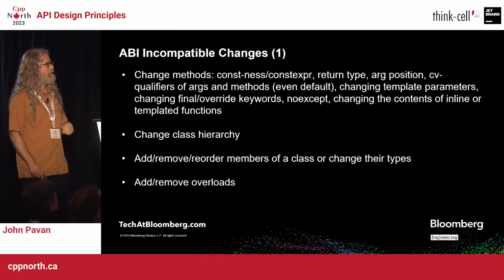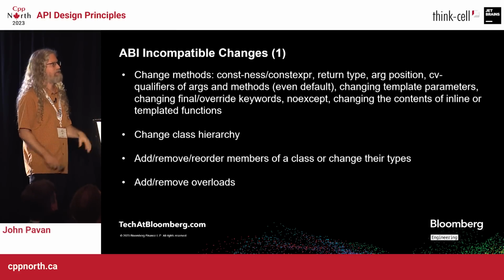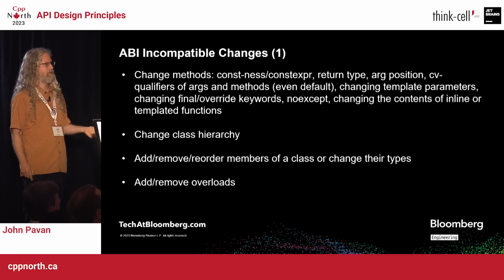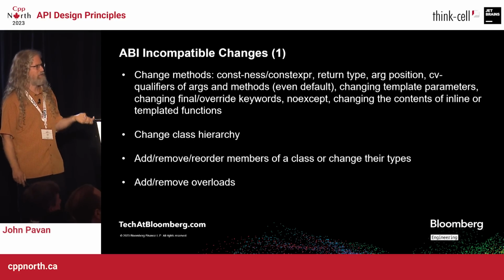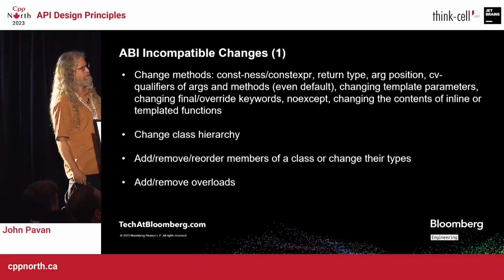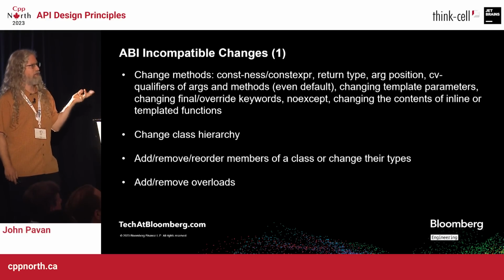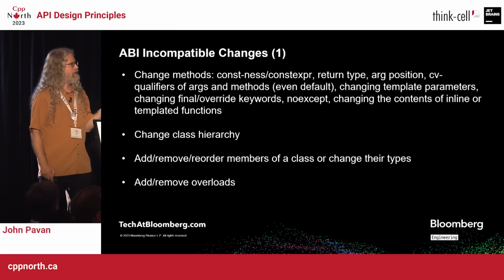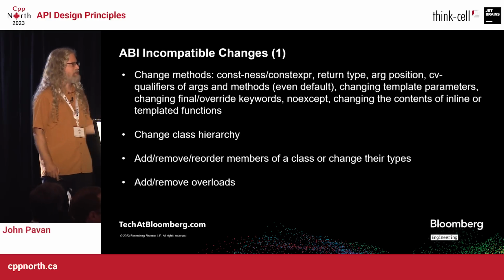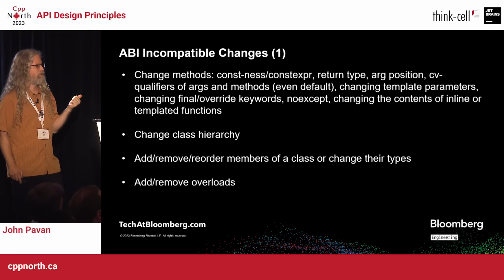For ABI incompatible changes, things that you're not allowed to do, you cannot change a lot of things about methods: the constness, whether or not they are constexpr, the return types, the argument positions, the CV qualifiers for arguments and methods, changing template parameters, changing the final and override keywords, changing noexcept, changing the contents of any inline or templated functions. You can't change the class hierarchy. You cannot add, remove, or reorder members of the class or change their types.